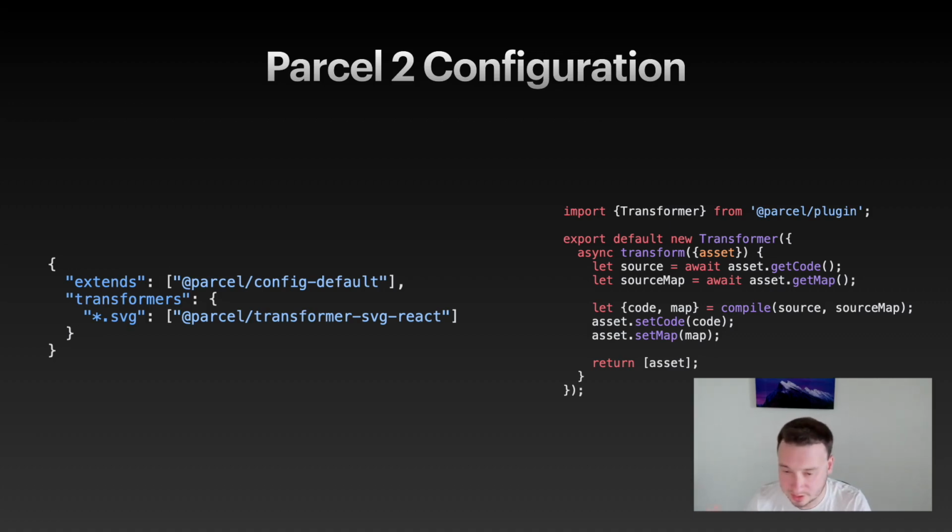Config files can also extend other configs, in this case the default config, which includes support for tons of file types out of the box. So many apps don't even need a config file at all, and when you do, it's usually quite small. On the right, you can see what a typical plugin would look like. Each type of plugin has an API specifically designed for its purpose, and plugins are designed to be run in parallel and cached by default. A transformer accepts an asset as input and can update that asset or even return multiple assets as a result.